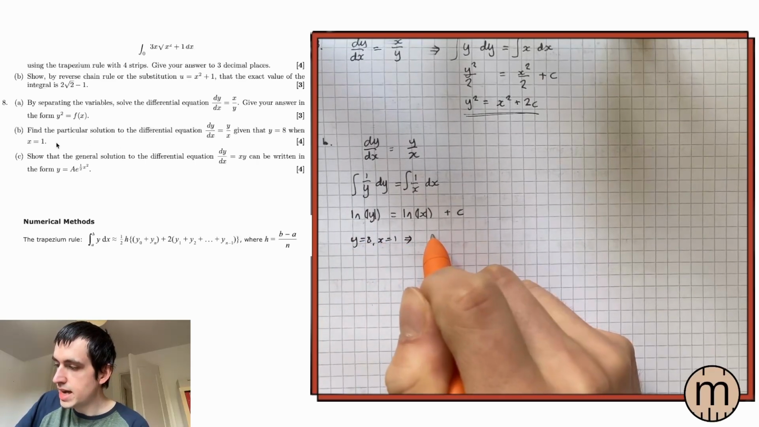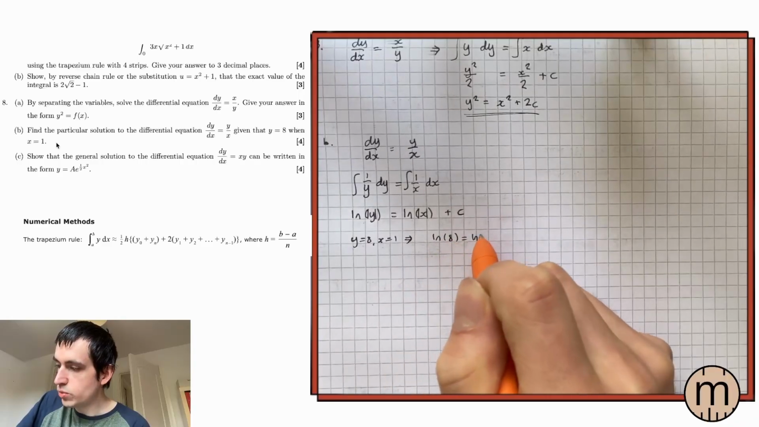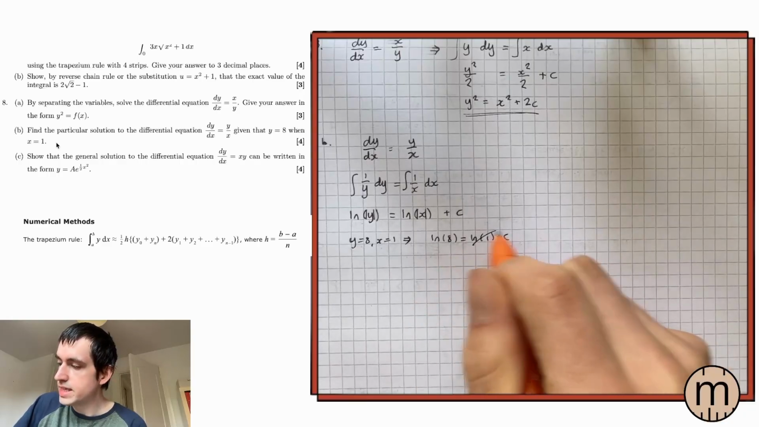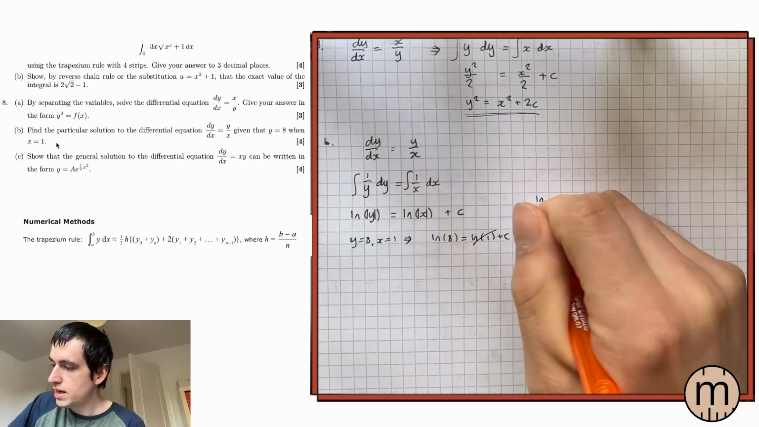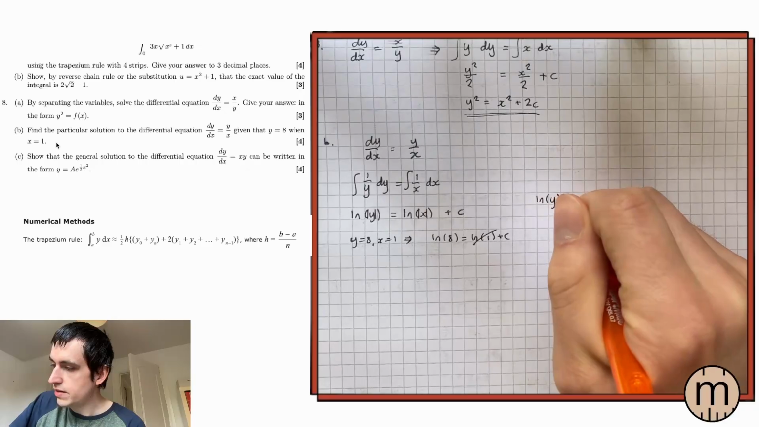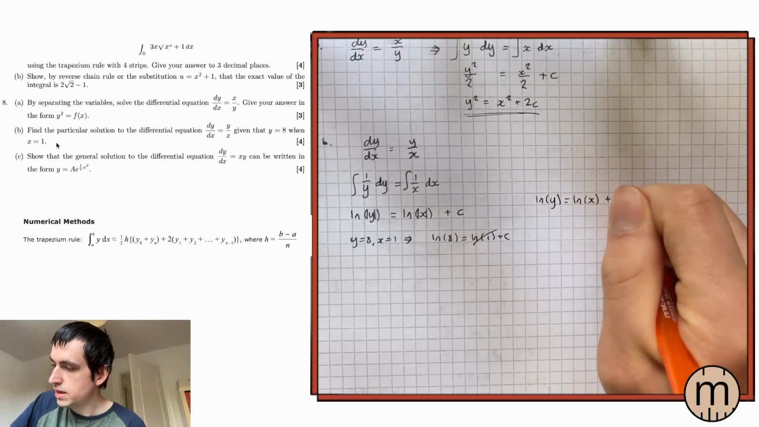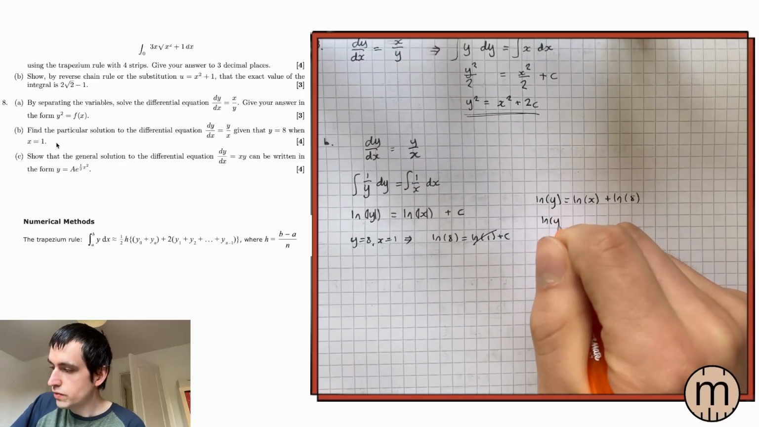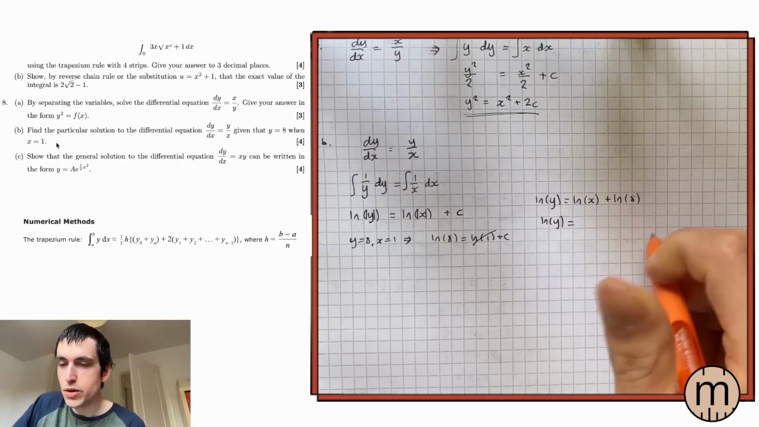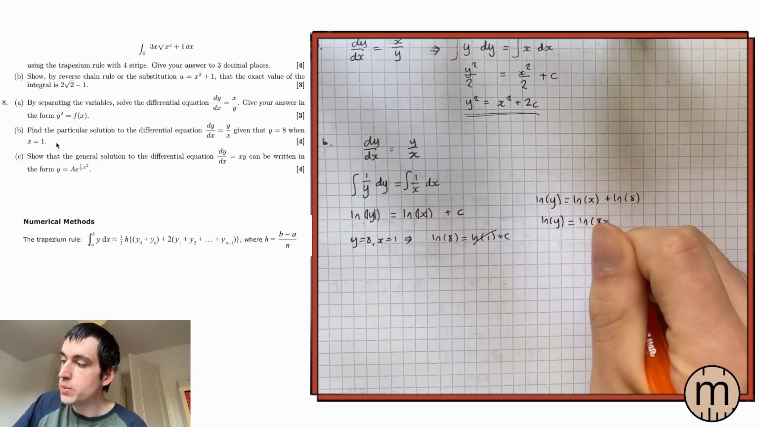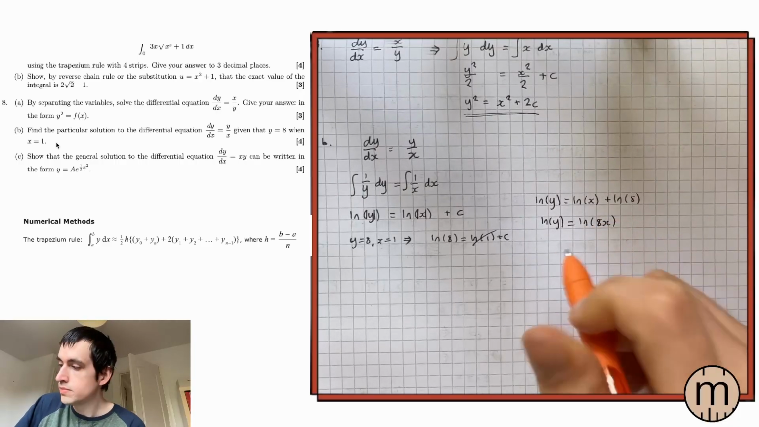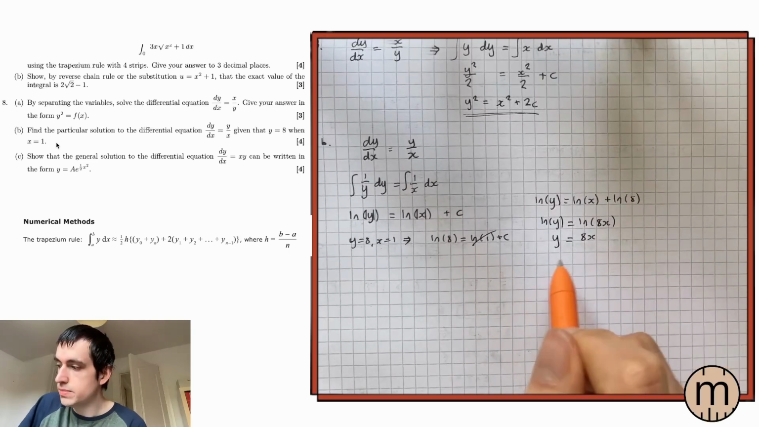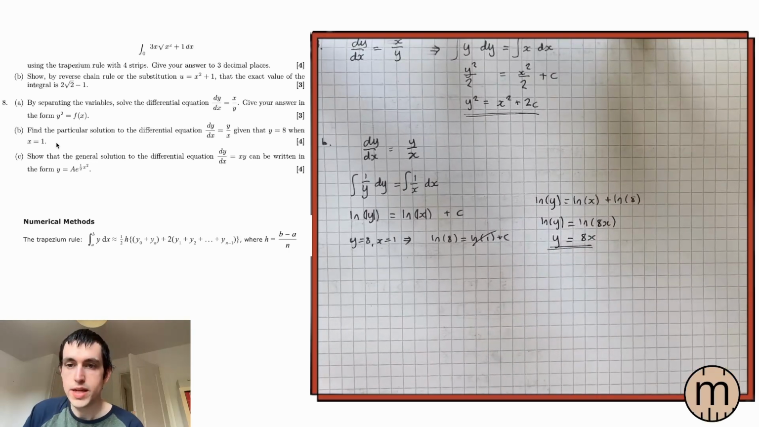Well, that means that ln of 8 is equal to ln of 1 plus c. Ln of 1 is just 0 though, so that means c is equal to ln of 8. Therefore, ln of y is ln of x plus ln of 8. But this is laws of logarithms now. When you add together 2 logarithms, it's the same as multiplying what's inside them. And because there's 1 logarithm on the left and 1 on the right, you can get rid of them. So y is equal to 8x.